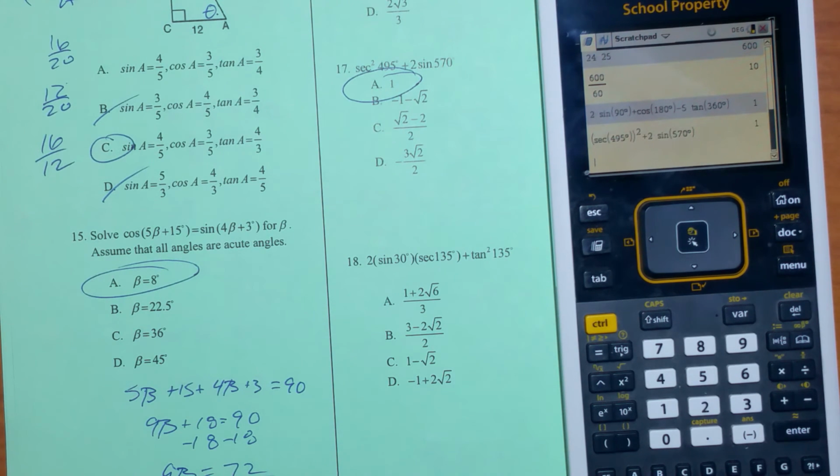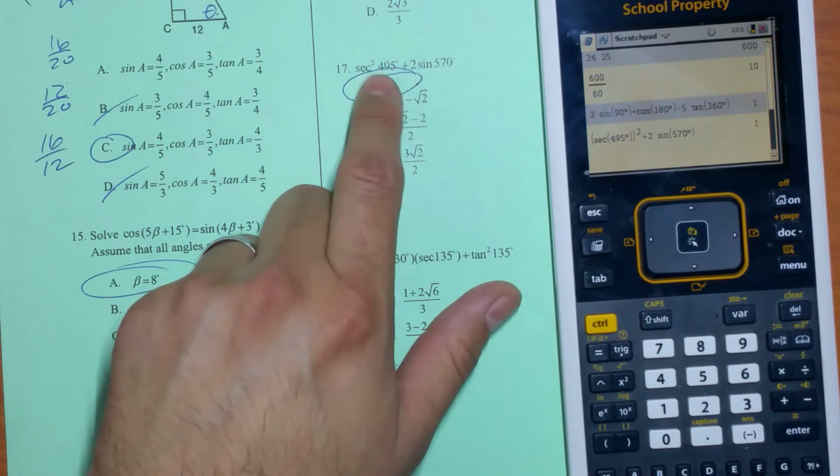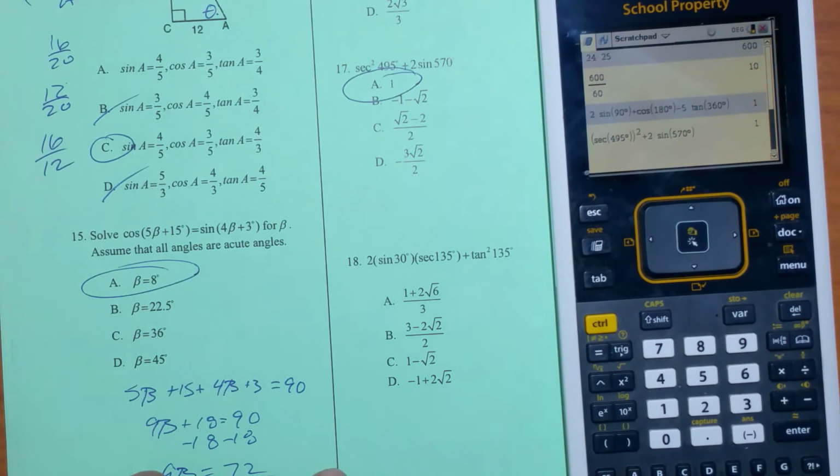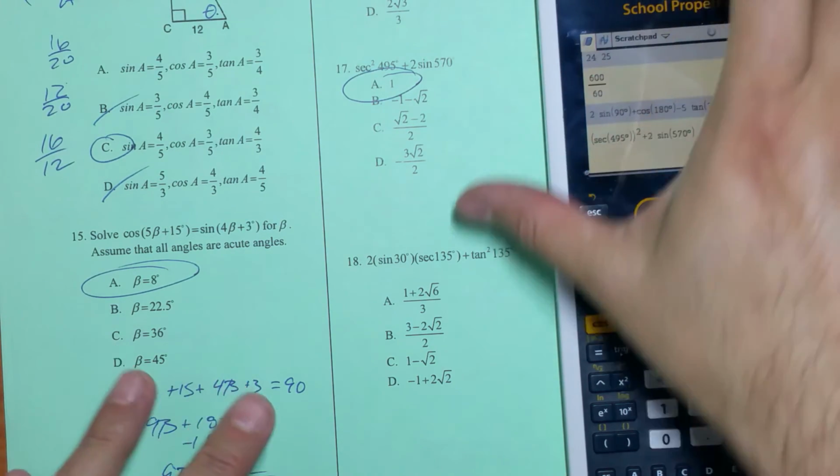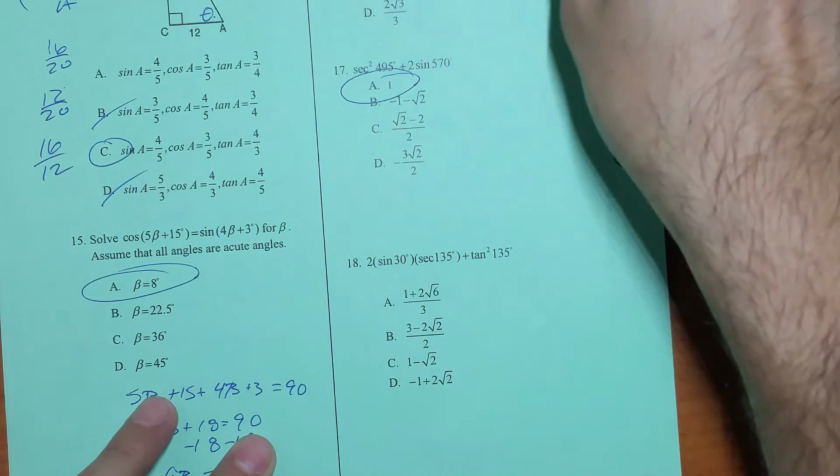Otherwise, if I wasn't doing this in the calculator, I would have to actually find coterminals at each one of these to find them off the unit circle. You don't want to do all that. Ain't no one got time for that, right? Okay. So let's take a look at number 18.